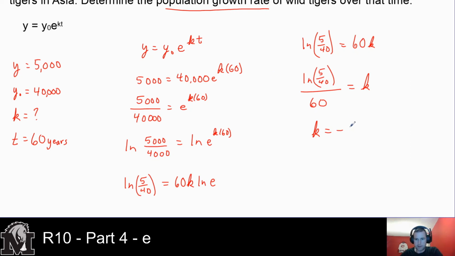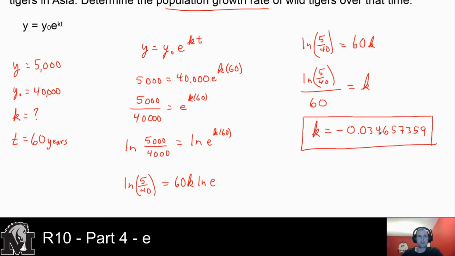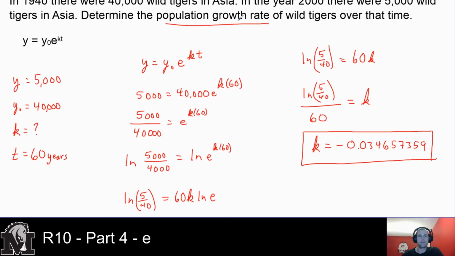And we get negative 0.034657359. You'll probably be given a certain number of decimal places you're supposed to round your answer to, but I didn't state that here, so I'll just list all of them. And you'll notice that the rate is negative because we have a decline in the population. So I know it's called a population growth rate at the top here, but we do have a declining population, so that's why we get a negative answer.